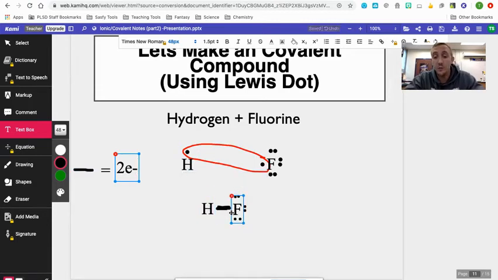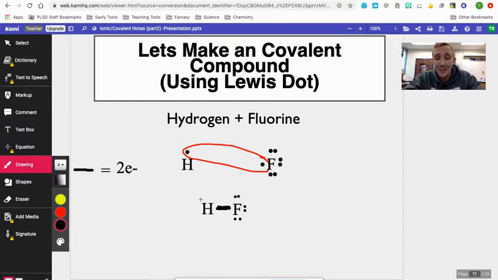If we look at fluorine, fluorine needs 8 valence electrons. So it has 2 here, 2 here, 2 here, and it also has a line on it as well. It has a bond. This is showing a single bond. So technically, this is a 2 as well. So it's 2, 4, 6, 8. That just goes to show that each atom is satisfied.